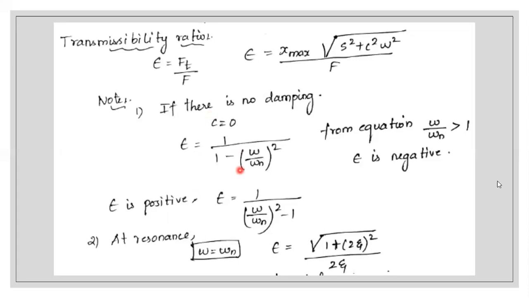So there will be two values. One is that epsilon, the force transmissibility, will be negative if we use this formula. If we want a positive value, we will be using this formula. Mostly we will be using this formula only, and we will have a positive value.